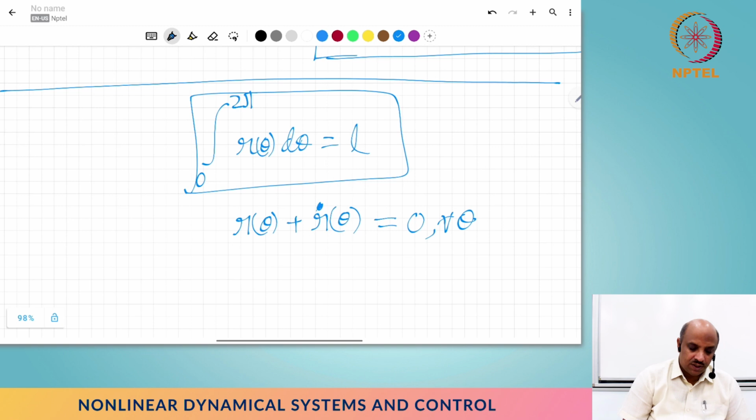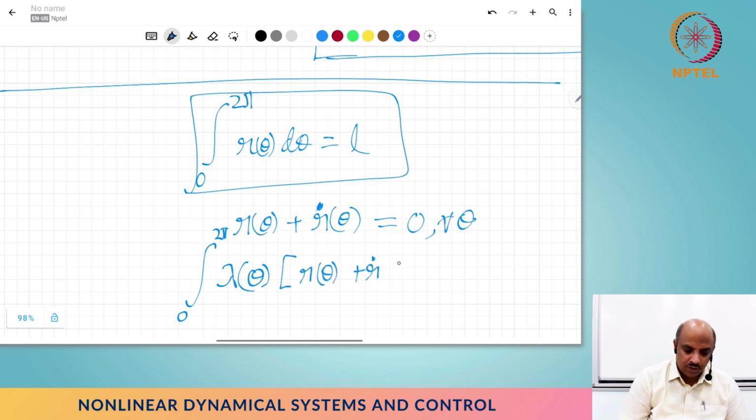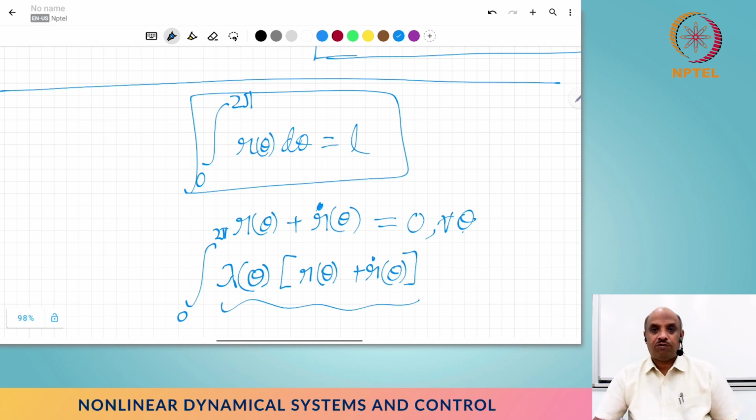So for such cases, we would have to have something like the integral from 0 to 2 pi of lambda of theta times r of theta plus r dot of theta. This is the part that's going to go into the Lagrangian, right? So this lambda becomes dependent on theta, because for every theta you'll have a lambda value. So it's like a Lagrange function, a Lagrange multiplier function.